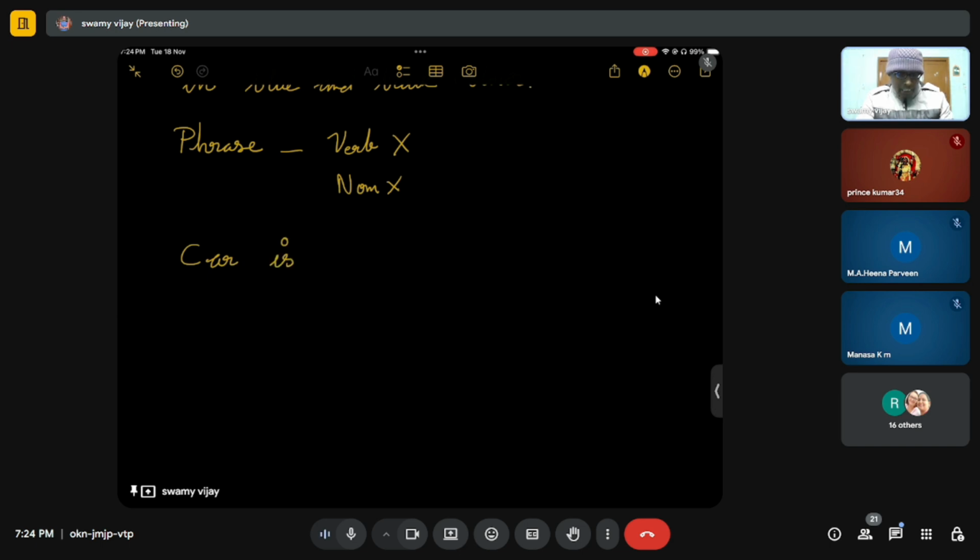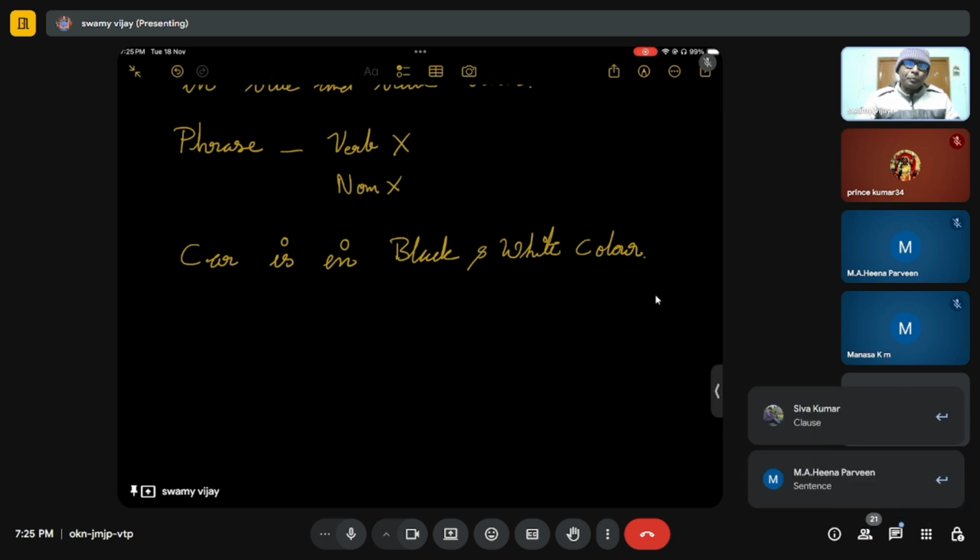Car is in black and white color. Now what is it? Is it a phrase or a clause? What is it? Car is in black and white color. Some are saying sentence, some are saying clause, and some are saying it's a main clause. Then let us understand whether it is a clause or a sentence.